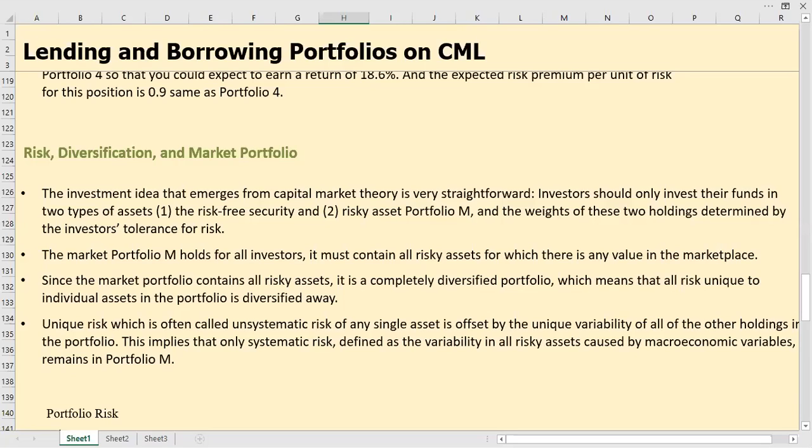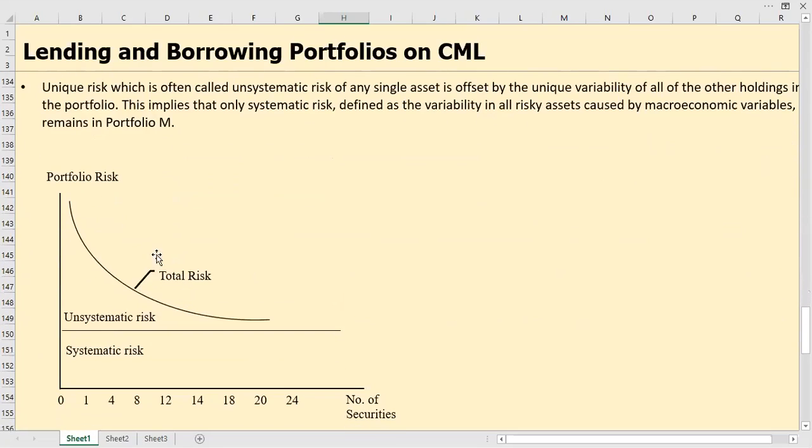So when you are creating a portfolio, you can always diversify the unique risk of an individual asset by the variability of the other assets. And this implies that only the systematic risk, defined as the variability of all the risky assets caused by the macroeconomic factors, remains. That means by the whole market, the inflation, the liquidity, all the other factors, right?